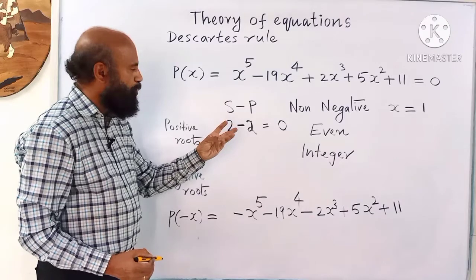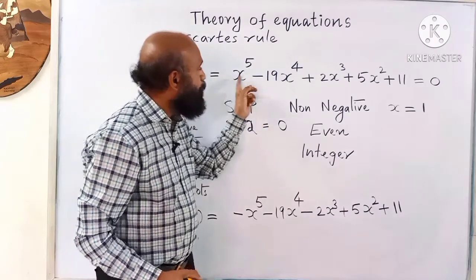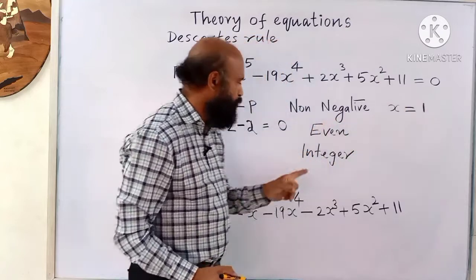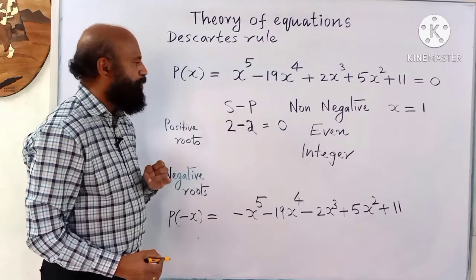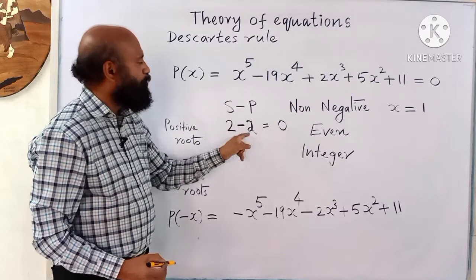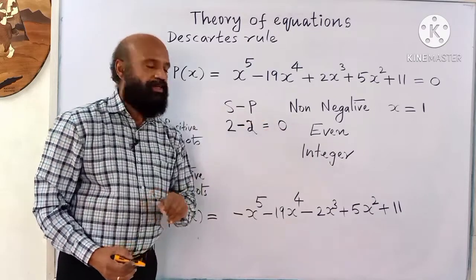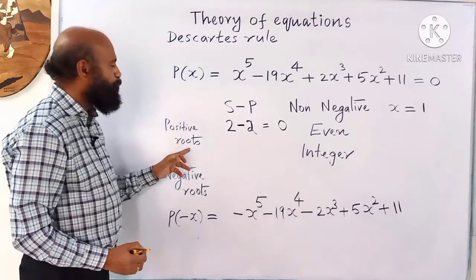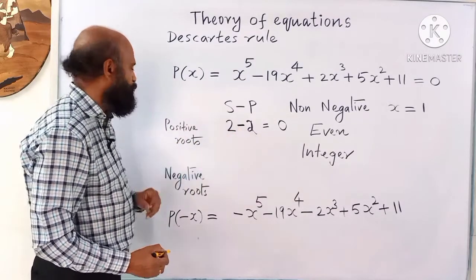So the number of positive roots is 2. It cannot be 0 because the sum of the coefficients is 0, so x is equal to 1 is a solution. So p cannot be 0. P cannot be 1. If it is 1, 2 minus 1, it will become odd. It should be even. So the next possibility is 2. So the number of positive roots is 2.